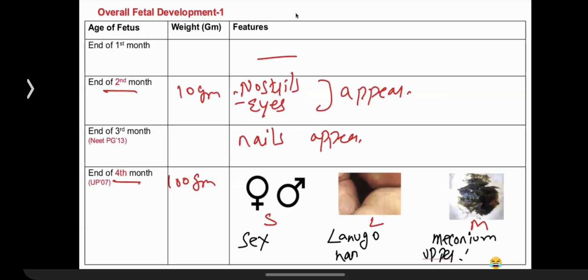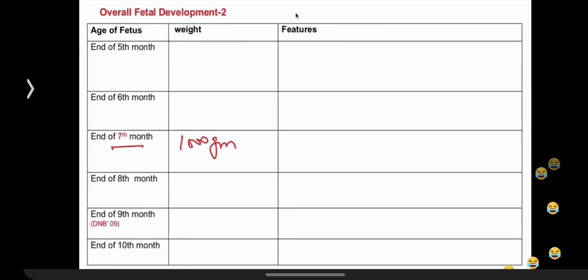the upper small intestine. Meconium appears in the upper small intestine. Okay. At the end of 5 months, scalp hair appears. So how do you remember?